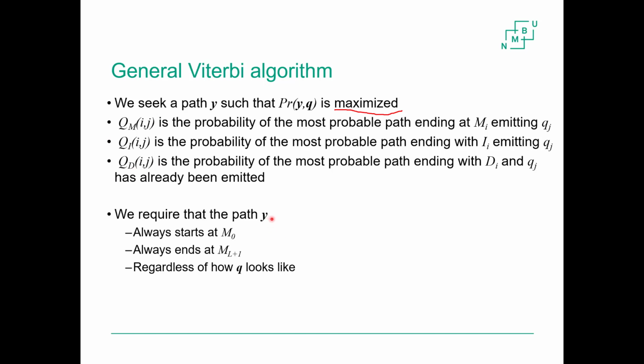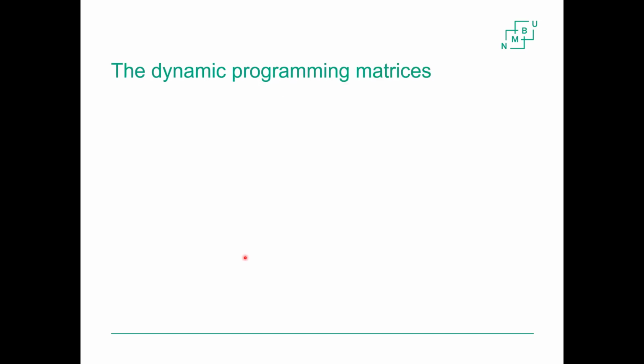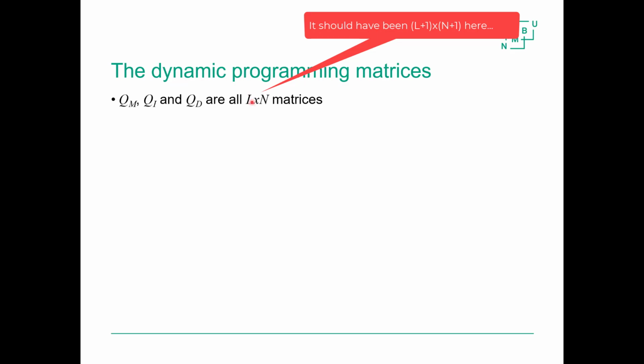And we, of course, require that the path we end up with must begin in the begin state. All paths begin here. And it must end in the end state, because all paths end here. And this is regardless of how the actual sequence looks. So these are some requirements. All these three are what we call dynamic programming matrices. And notice they have the same sizes. They have L rows, and this was the number of match states, right? The number of match states.